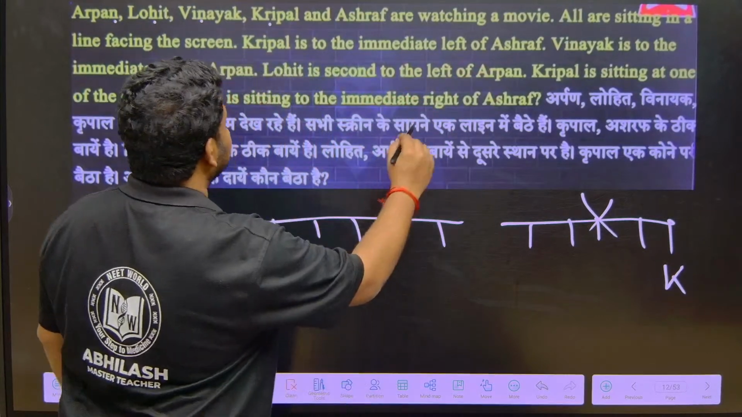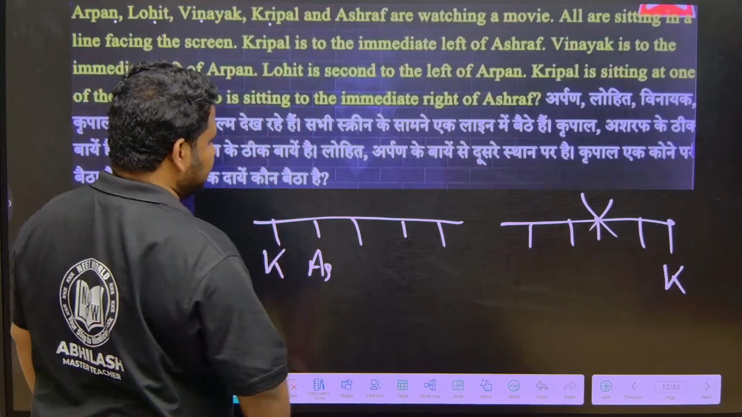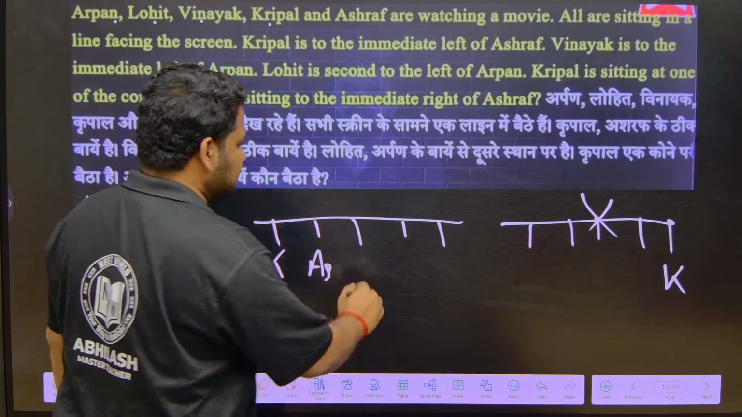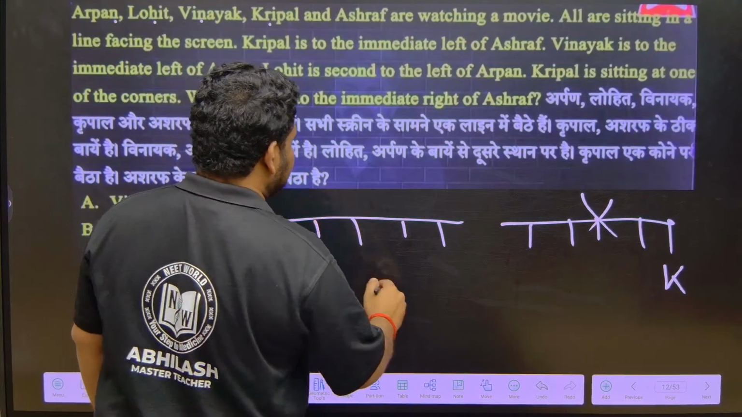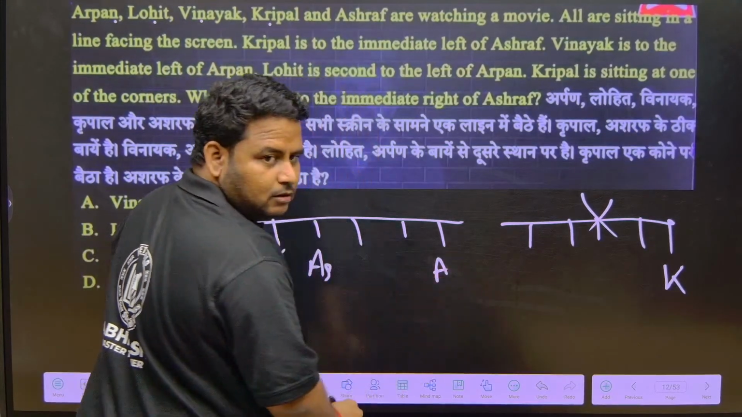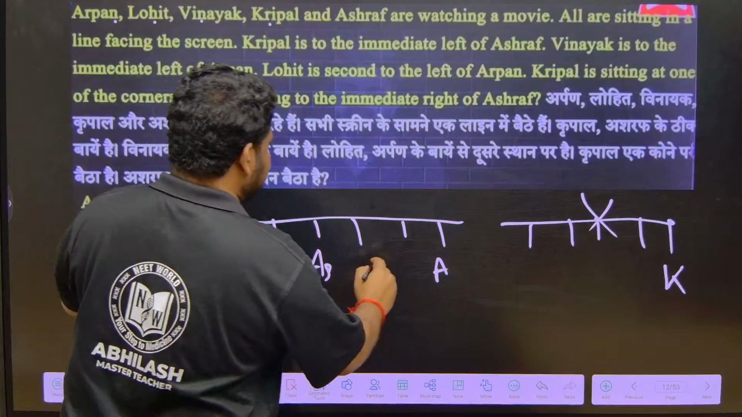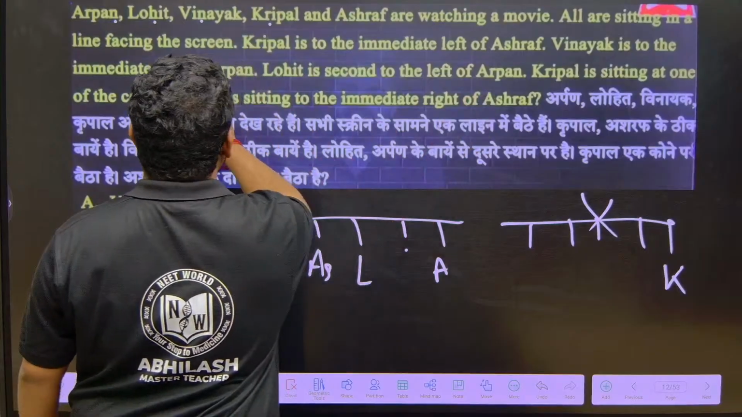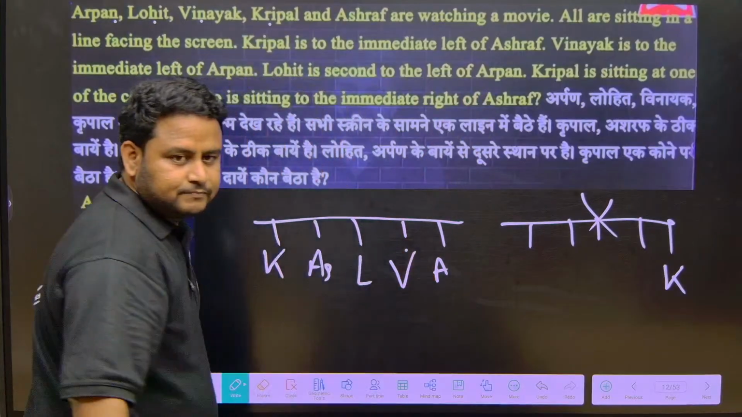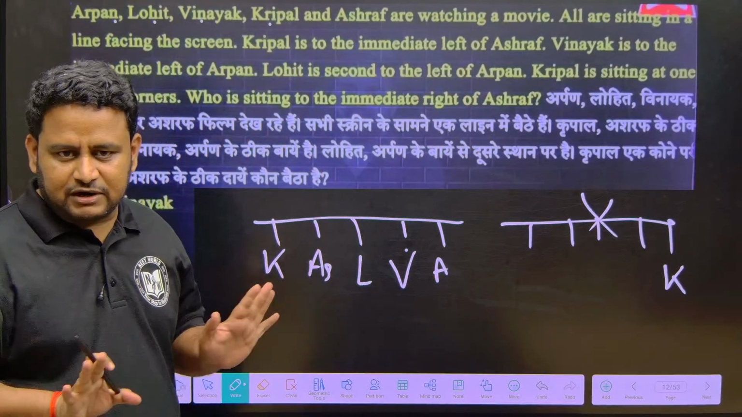Okay. Vinayak is immediate to the left of Arpan, and Lohit is second to the left of Arpan. I will write Arpan here. Lohit is second to the left of Arpan, so first, second, this will be Lohit. And Vinayak is immediate to the left of Arpan, so Vinayak will come here. The arrangement is done.